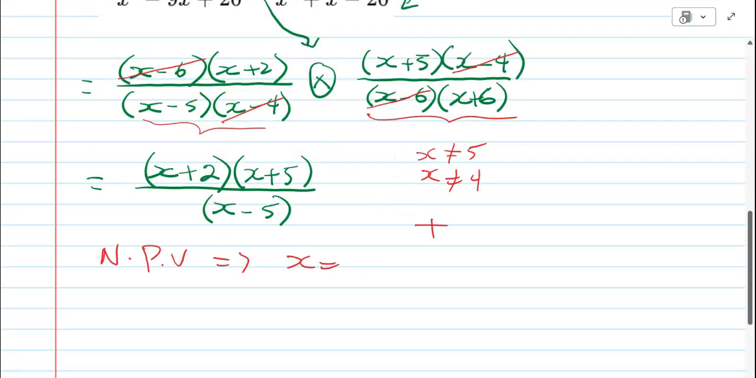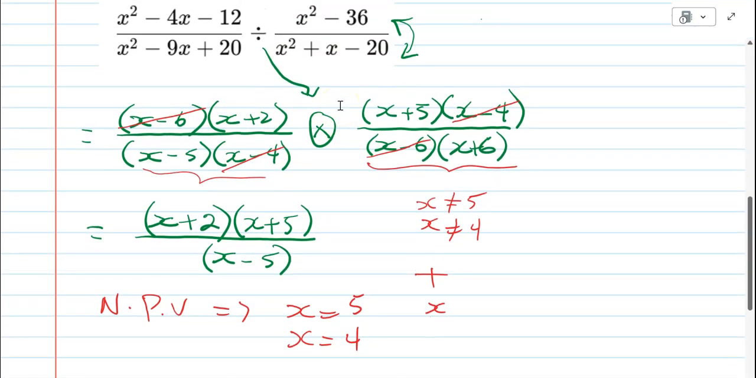X cannot be equal to, or x equal to 5. These are non-permissible values. That means that x cannot be 5. The way we write it is that we want to find non-permissible values. So x equal to 5, x equal to 4. Next one is x equals to, and then you look at the original one, right? So the original is all the top ones right here.